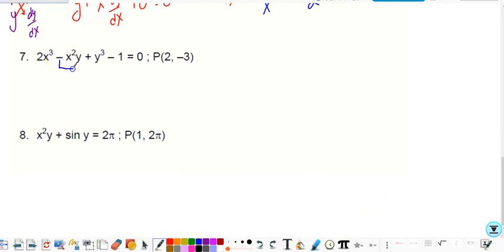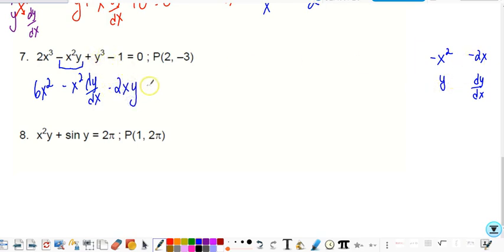Got another product rule here. Do my work over here. So that's negative x squared times y, which is negative 2x, dy dx. All right, starting with the power rule, 6x squared, product rule, negative x squared dy dx, y times negative 2x, power rule, derivative of a constant is 0, still 0.